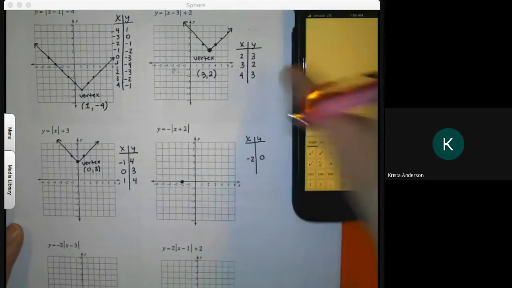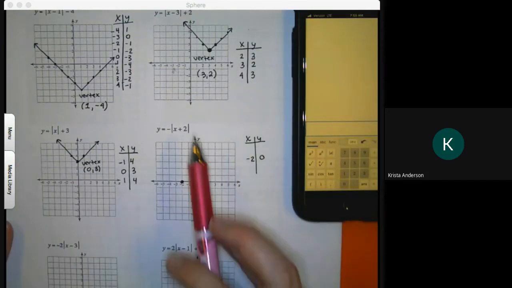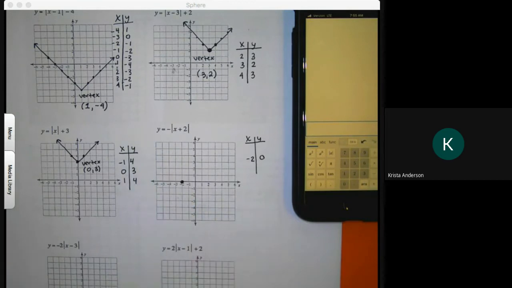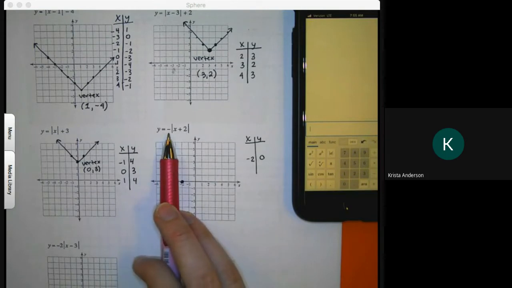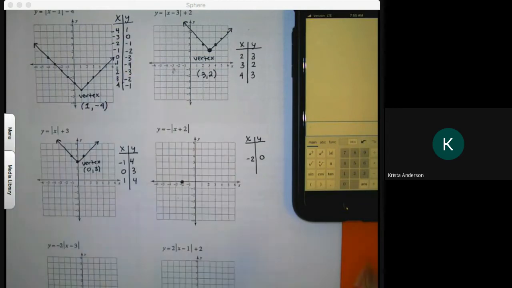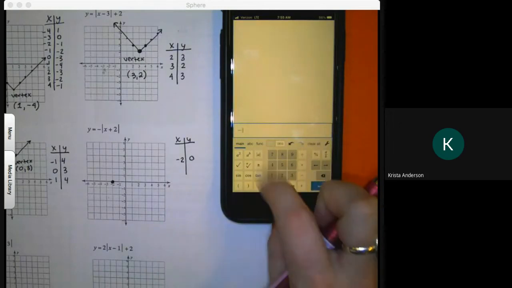Now, I have to be careful on this one. Does anybody know why I say we have to be careful on this equation when I type it in compared to the other ones? Do you see this sign? I have to make sure I type that in. The ones before it didn't have a sign in front. So I'm going to place a negative absolute value.